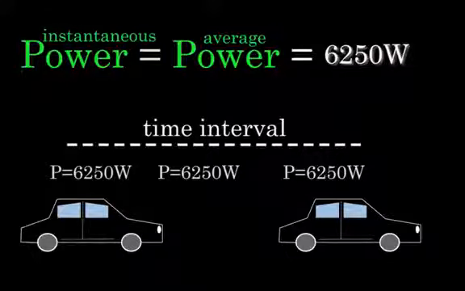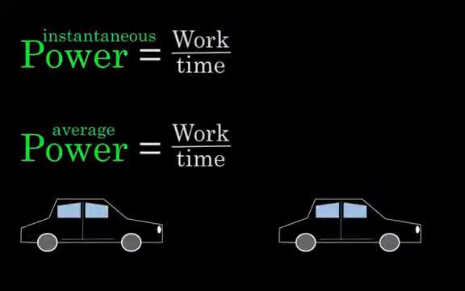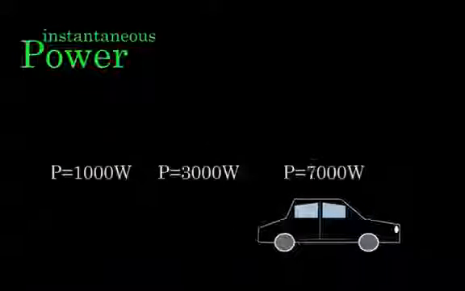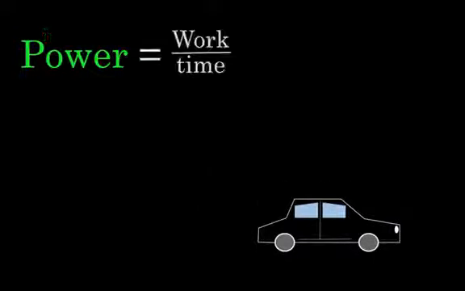Now, what if the power of the car is different at different positions? How can we do that? For example, if position 1 is 1000 watts, position 2 is 3000 watts, and position 3 is 7000 watts, how can we do that without using calculus? Well, there is a way.